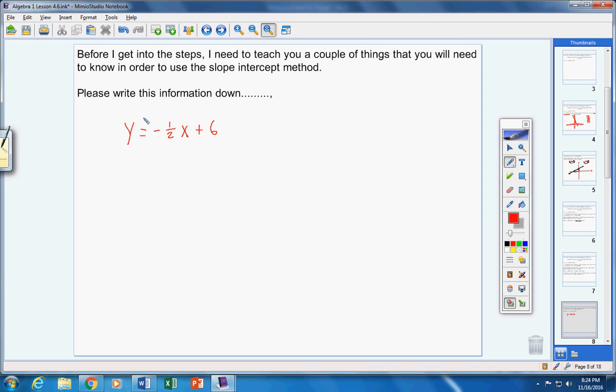Anytime you have a linear equation in which the equation is solved for y, or in other words, y is all by itself, and this is a linear equation because the power of my y is 1 and the power of my x is 1, or the exponent is 1 and 1. Anytime a linear equation has y all by itself, you know two things immediately.